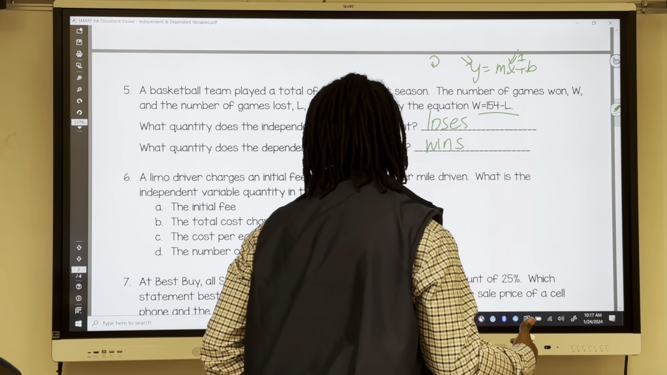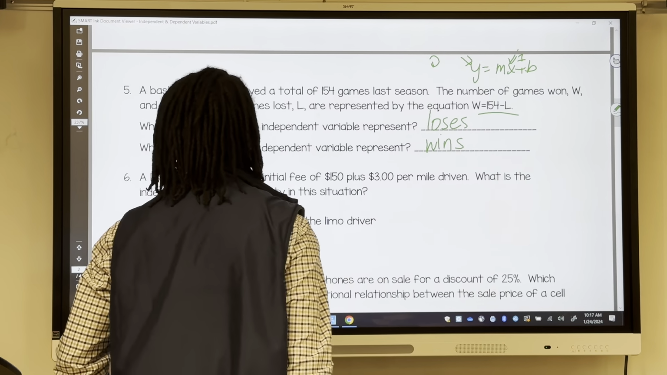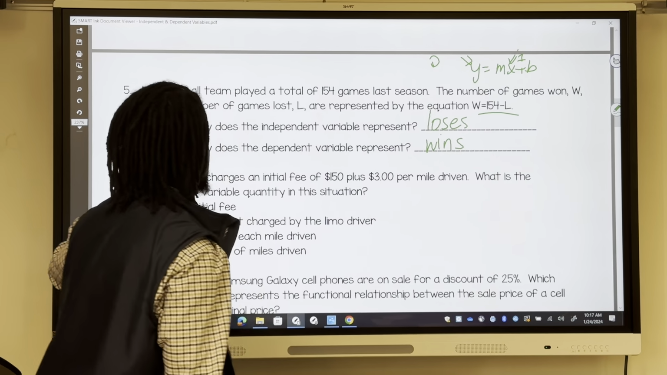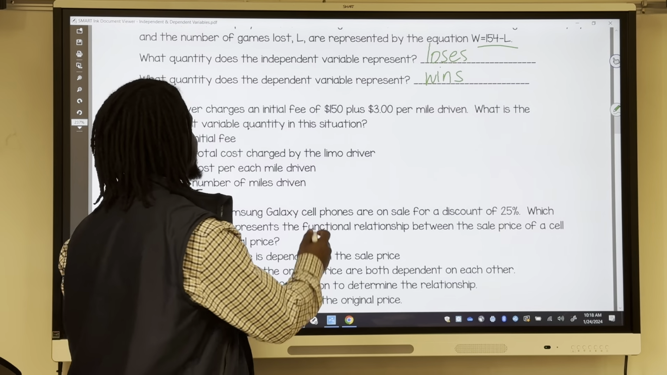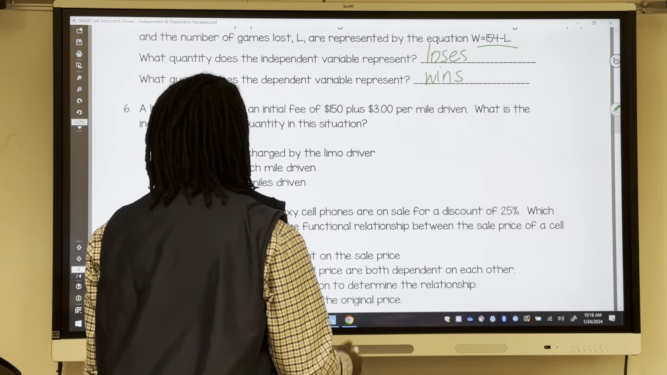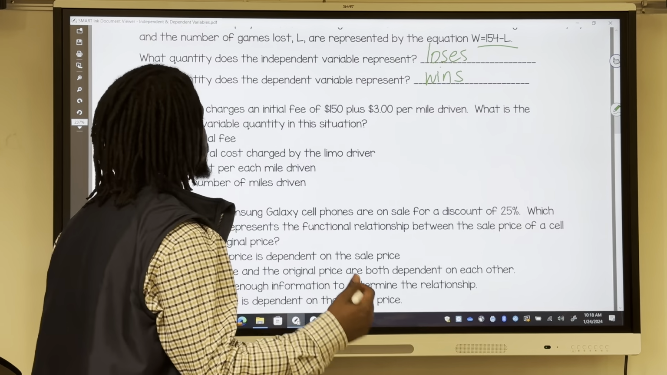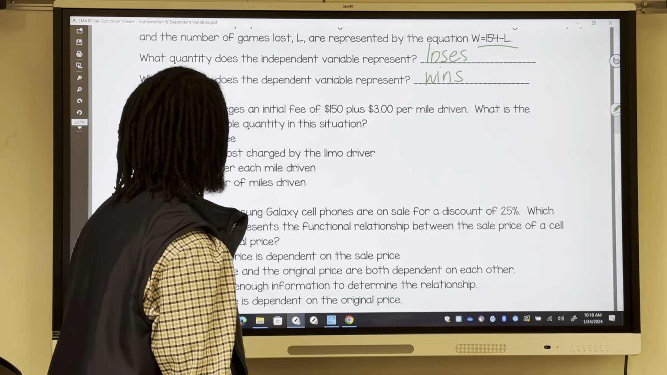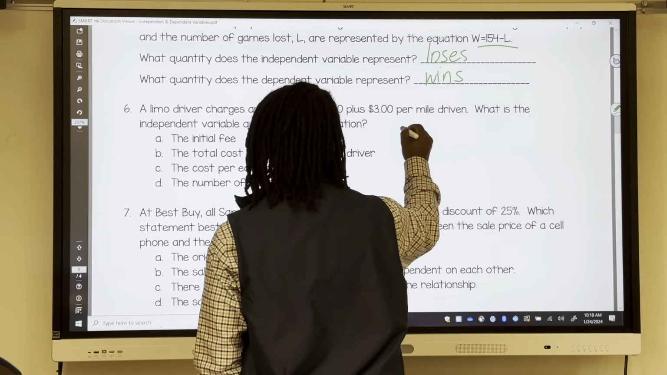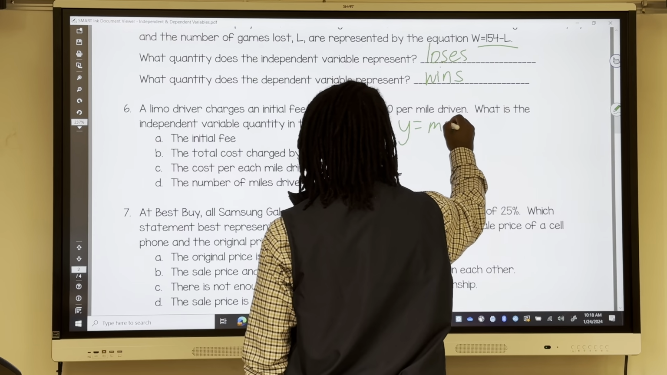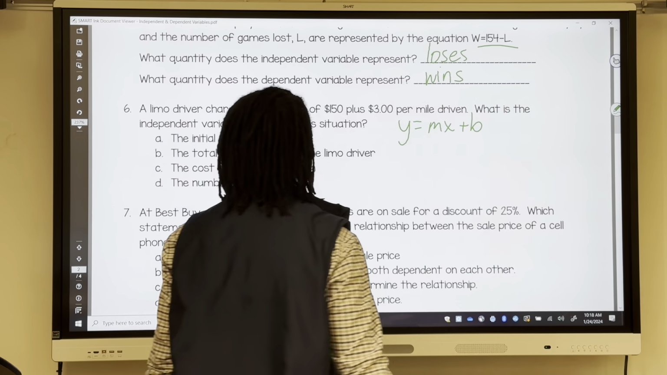So the number of losses is independent, number of wins is dependent. Okay. It says number 6, a limo driver charges an initial fee of $150 plus $3 per mile driven. What is the independent variable? Okay. So again, this is actually what we did last time.